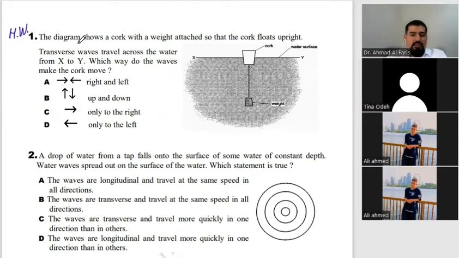First question. The diagram shows a cork with a weight attached, and the cork floats upright. As you can see here, there is a cork and there is a weight. A transverse wave travels across the water from X to Y, to the right. Which way do the waves make the cork move? In which direction does it move? Is the answer A, right and left, B, up and down, C, only to the right, or D, only to the left? Send me on the chat.